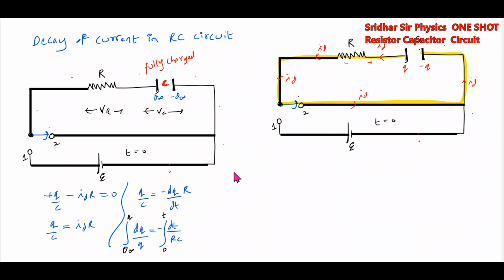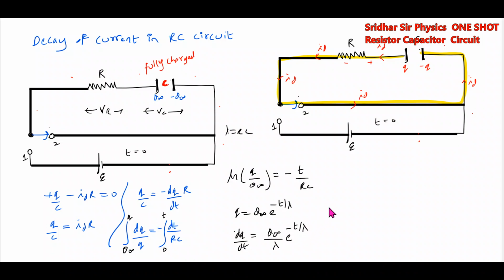So then this will become log of Q by Q infinity equal to minus t by RC, where RC, we replace by lambda, the time constant. So Q equals Q infinity e to the power of minus t by lambda. If I take the log to the other side, it becomes exponential. If I differentiate, dQ by dt equals Q infinity by lambda e to the power of minus t by lambda. Then the negative sign will come.